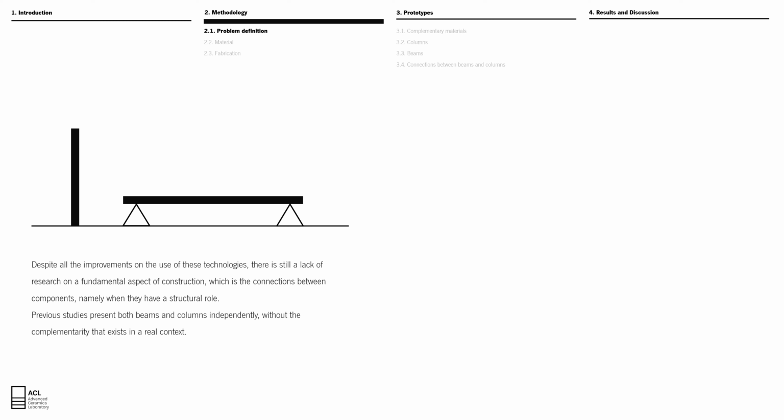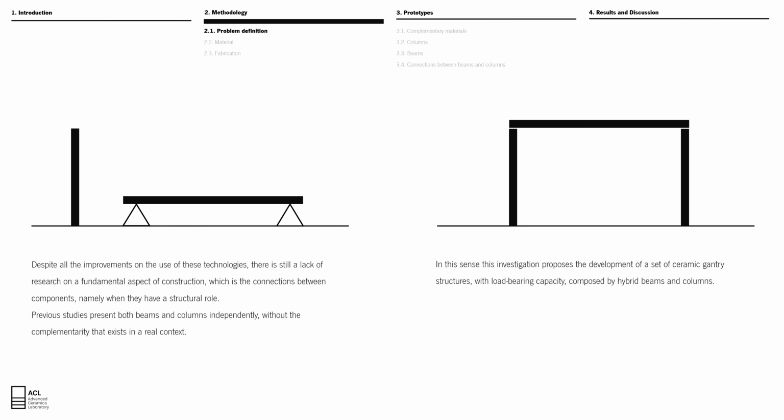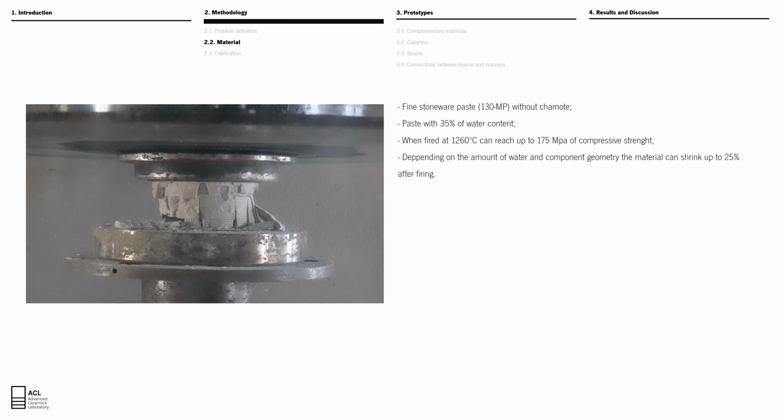Considering that and all the improvements, we think there is still a lack of research on a fundamental aspect of construction, which is the connections between components, namely when they have a structural role. In this sense, this investigation proposes the development of a set of gantry structures with load-bearing capacity composed by hybrid beams and columns. The material that we use is a fine stoneware without chamotte with 35% of water content.